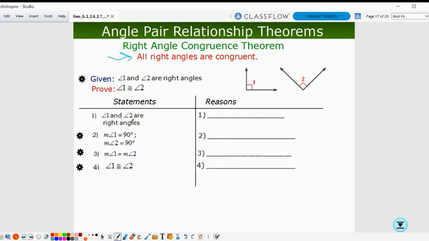So here's the proof. Angle 1 and 2 are right angles, that's given. The measure of 1 is 90, the measure of 2 is 90. That's your definition of a right angle. Now it looks like I've got the transitive property of equality because we said 1 equals 90, 90 equals 2, therefore 1 equals 2. And I'm going from equals to congruence, definition of congruent angles.